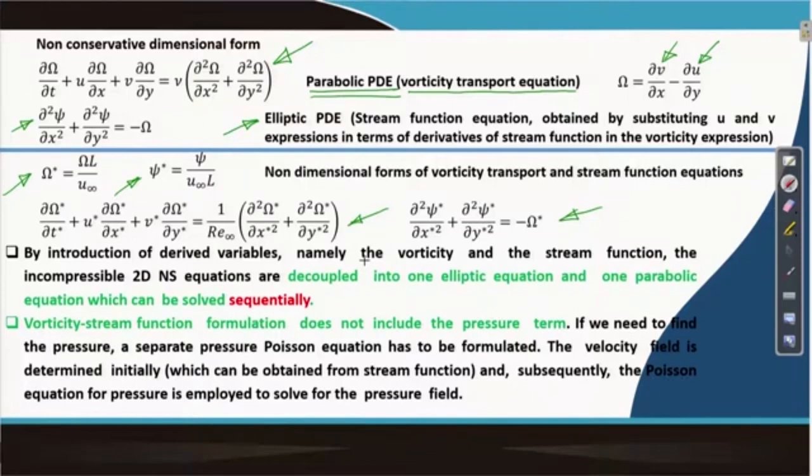So, in vorticity stream function formulation, though you do not have the pressure term, you can have a pressure equation devised in terms of vorticity and stream function, so that you can actually calculate it whenever you need it. If you need to find the pressure, a separate pressure equation has to be formulated. So, the velocity field is determined initially, which can be obtained from stream function, and subsequently the Poisson equation for pressure is employed to solve for the pressure field. So, we will show soon how that is actually done.